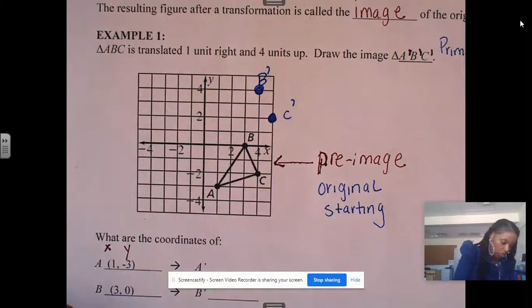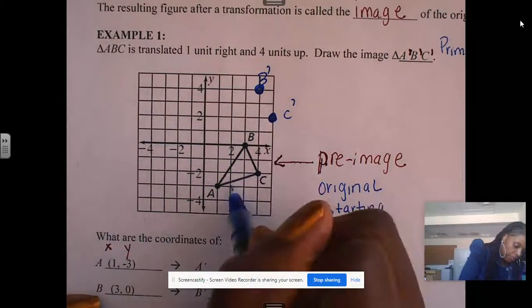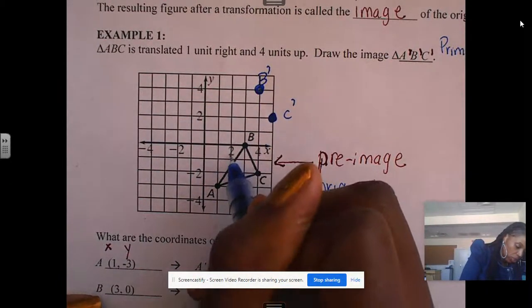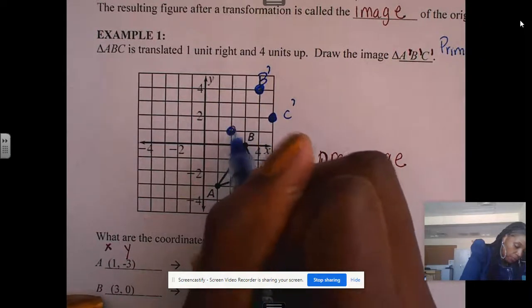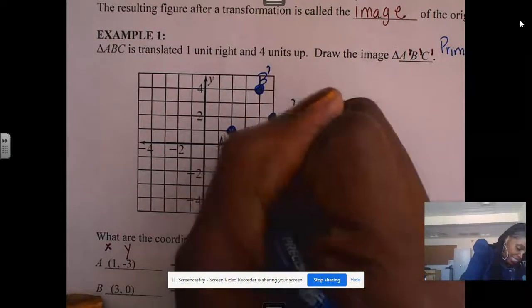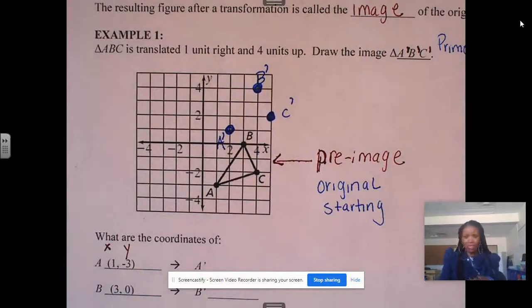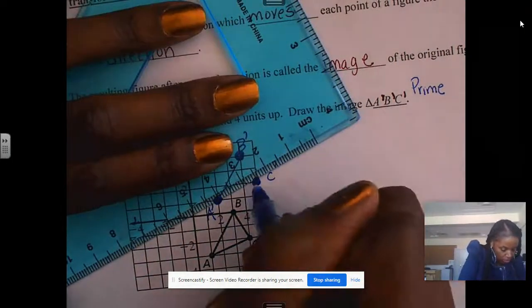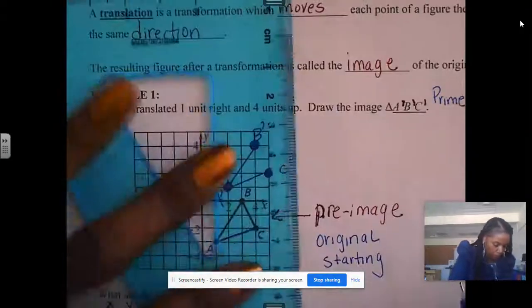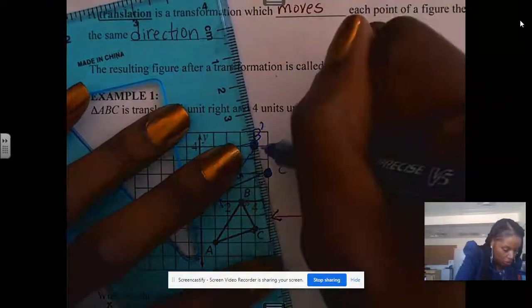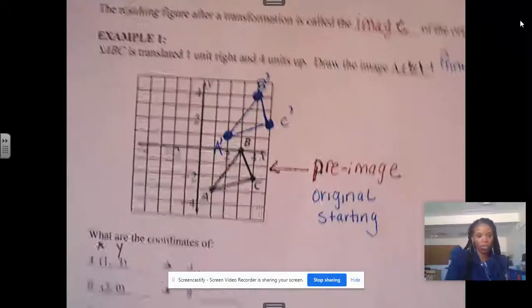Then I'm going to do A the same way, 1 unit to the right, and then 4 units up: 1, 2, 3, 4. And that's going to be my A prime. When I connect it with my straight edge, which could be a ruler or anything that makes your line straight, you'll see it's the same. So the size and shape do not change. The only thing that happens when you translate something is it just slides. That's all you're doing.